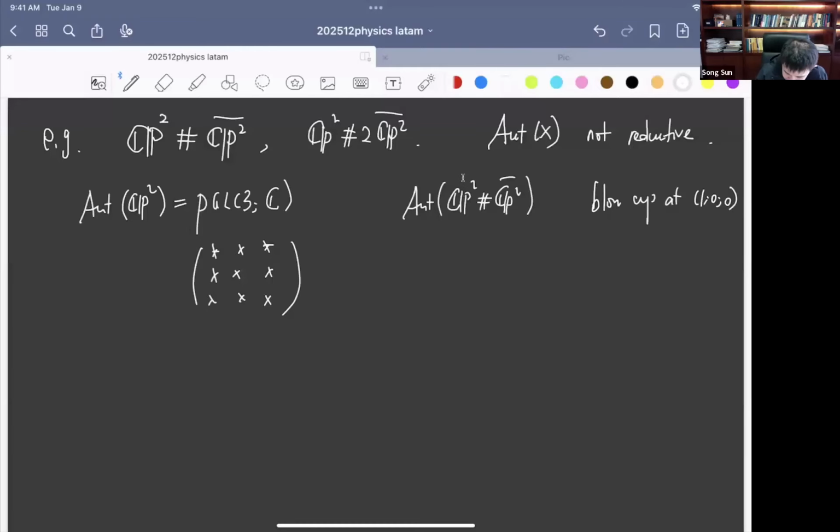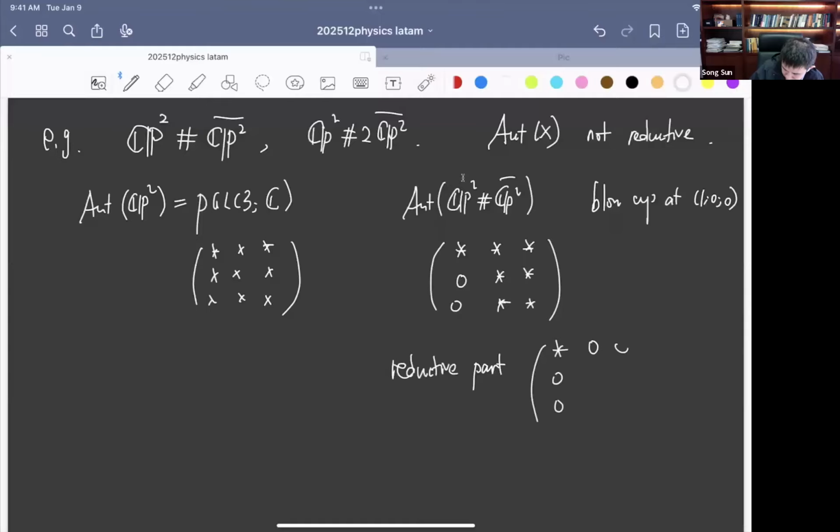So what is the automorphism group? It's the action of the matrices that fix [1:0:0]. So it has to be something like this, and this entry has to be 0. So this is not reductive. The reductive part corresponds to the first entry and then 0 0, and then this also has to be 0.